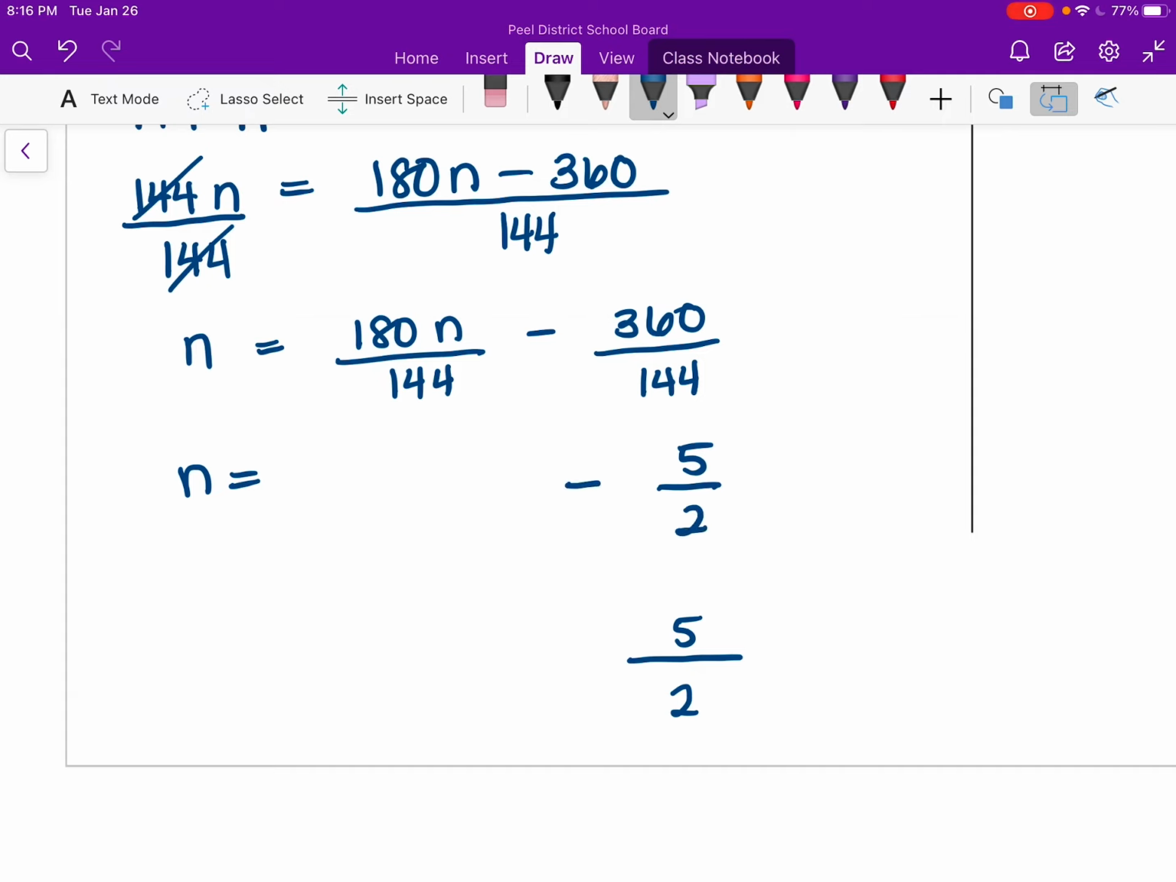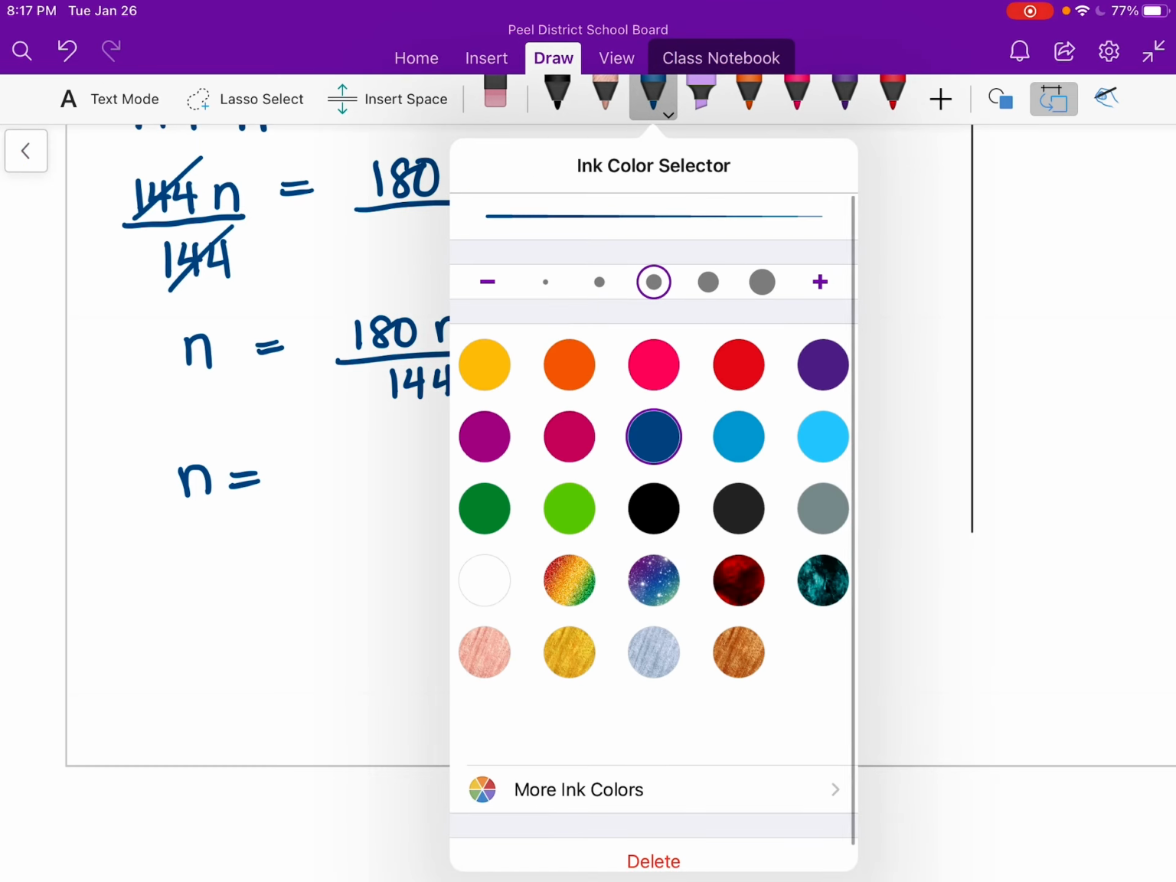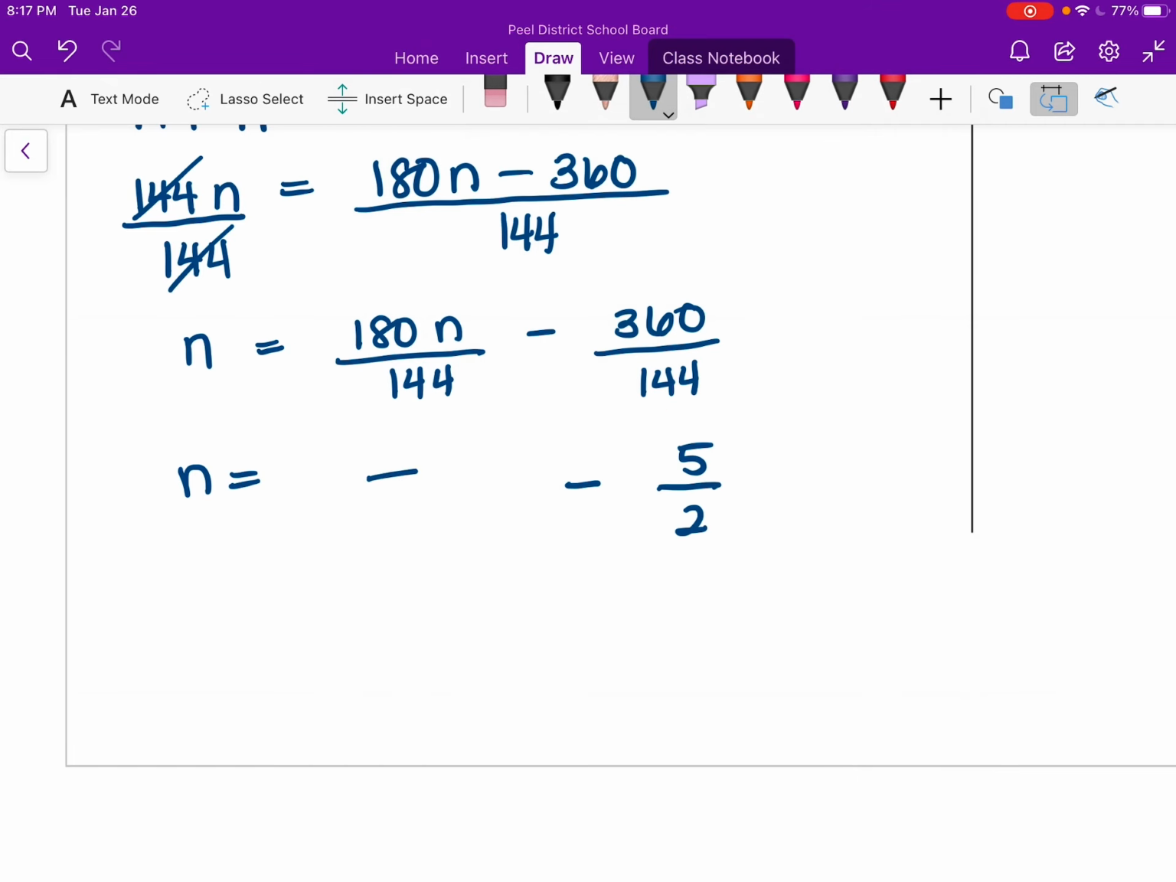Okay, and I'm going to do the same thing with the 144. I'm going to see if I can divide 180 by 144. No, I can't. I can divide both by 12, right? So we'll start off with 12. I'm pretty sure I can divide them even further than that. Let's try 24. So I'm going to divide both by 48, right? Let's see if that works.